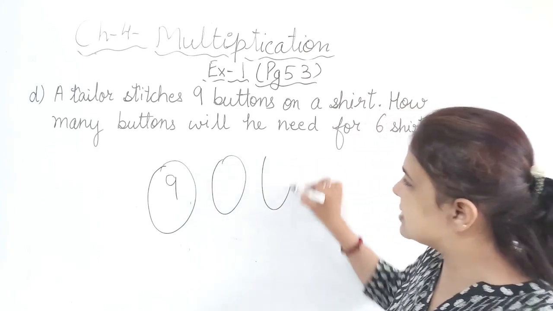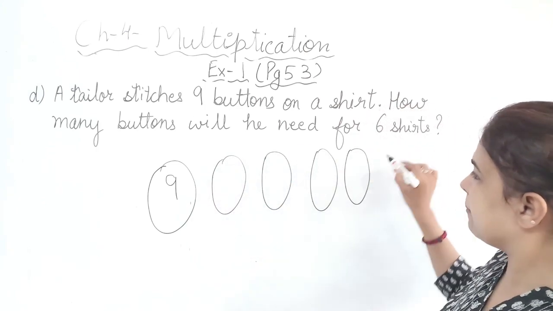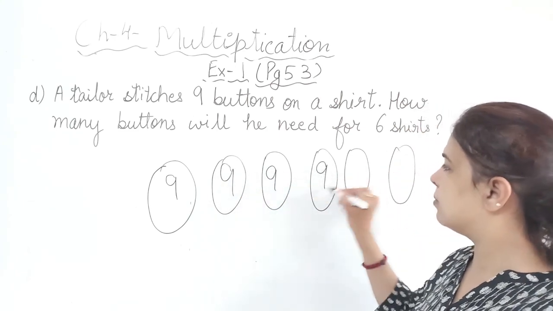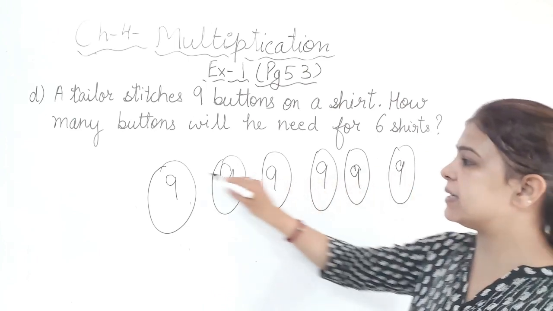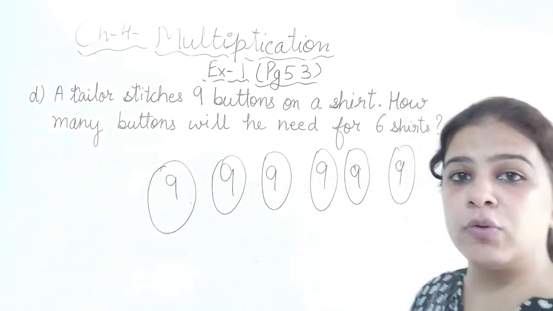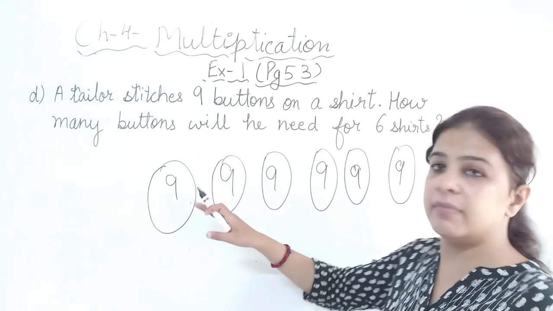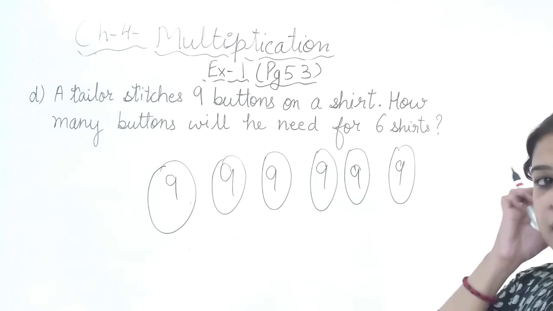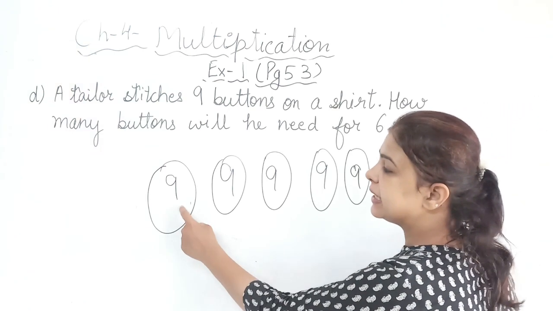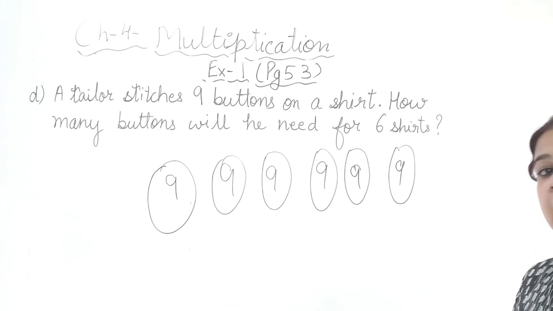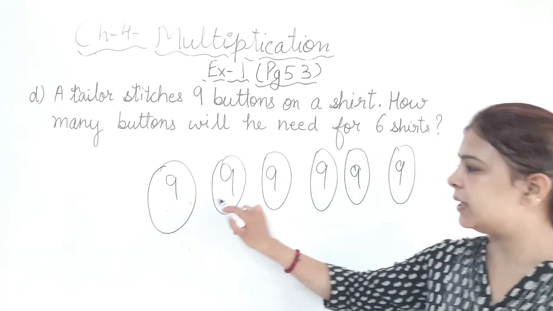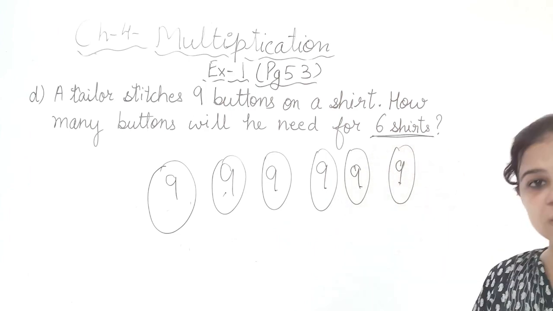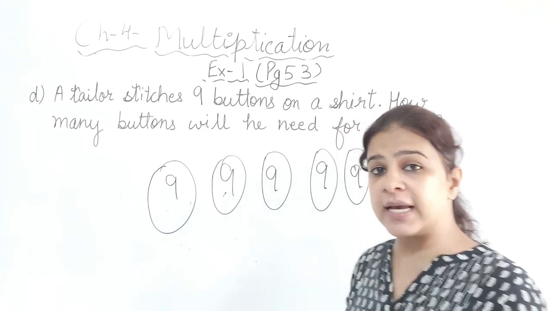So again I will make 6 here. See, 9 buttons on each shirt. Drawing 9 buttons is not possible, maybe 8 you can draw, 9 exactly not. So I have written 9 over here for your understanding. Now see, 9 is repeating, and how many times is it repeating? 1, 2, 3, 4, 5, 6. Why? Because this is 6 shirts. The question is asking for 6 shirts.